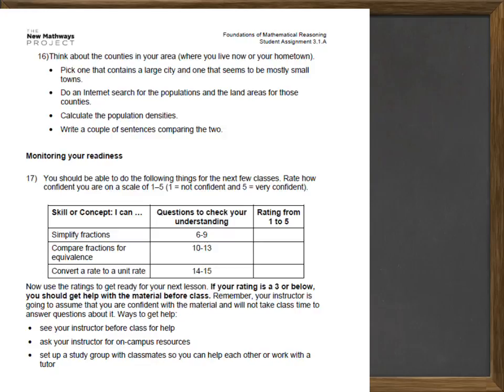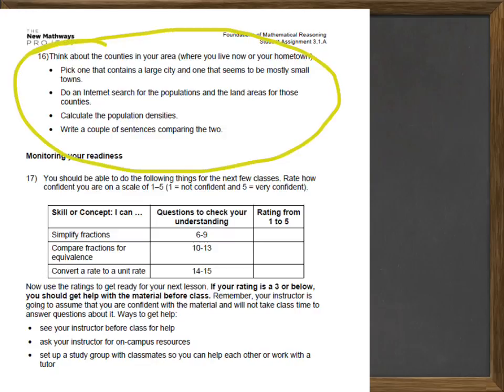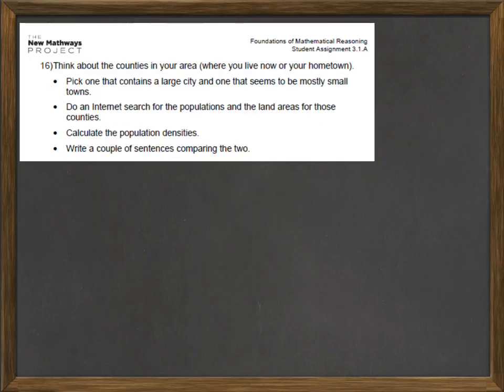A couple pages later in that same document, in the homework questions, there's one where it says, think about the counties in your area, and then pick one that contains a large city and one that seems to be mostly small towns. Do an internet search for the populations and the land areas of those counties. I was concerned that there was enough support here.